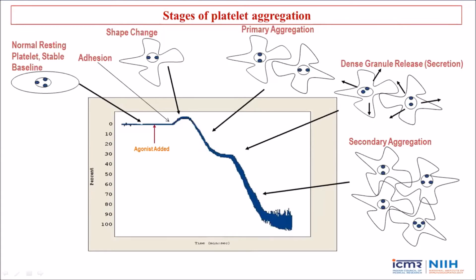It could be ADP, ristocetin sulfate, or collagen. You add it, and at baseline your platelets are normal, resting, stable platelets. After you add the agonist, the shape change happens here in response to the added agonist. Then, in response to the added agonist, you get the primary wave of aggregation here.